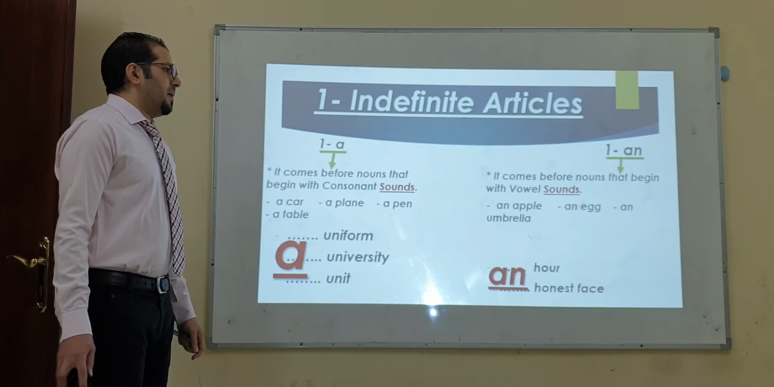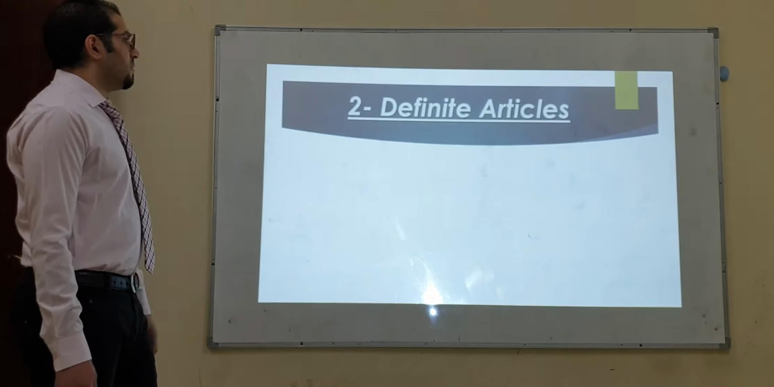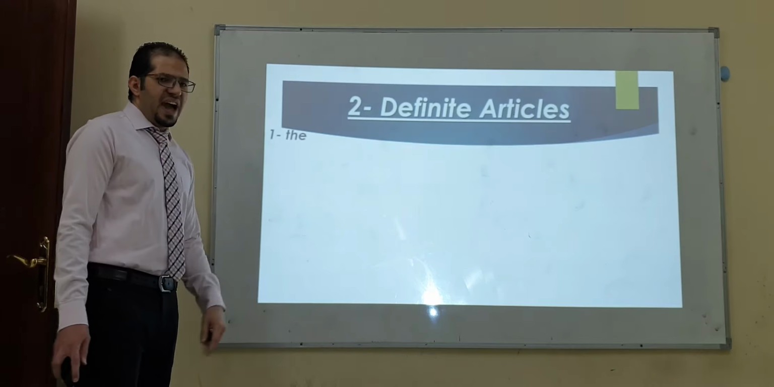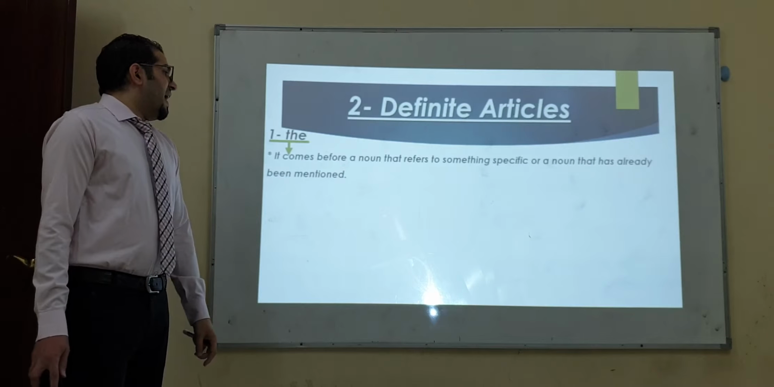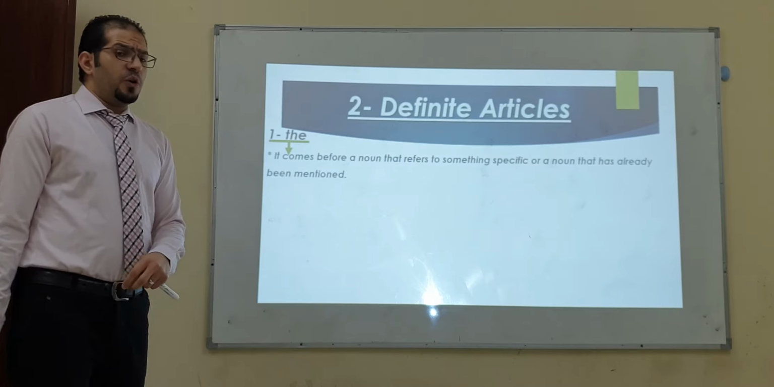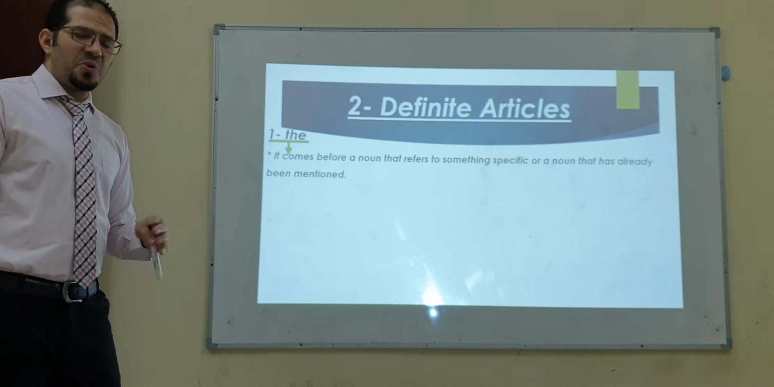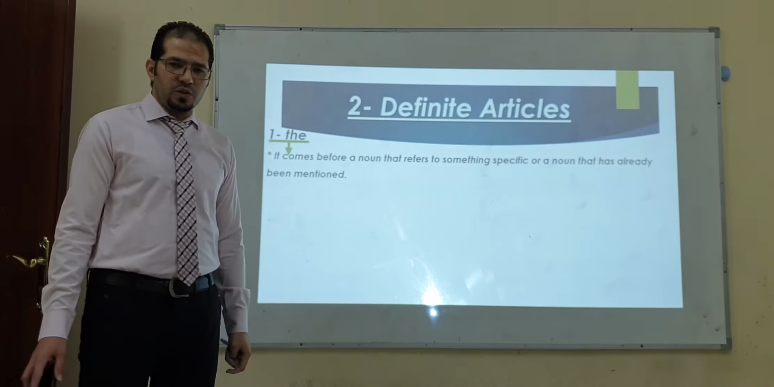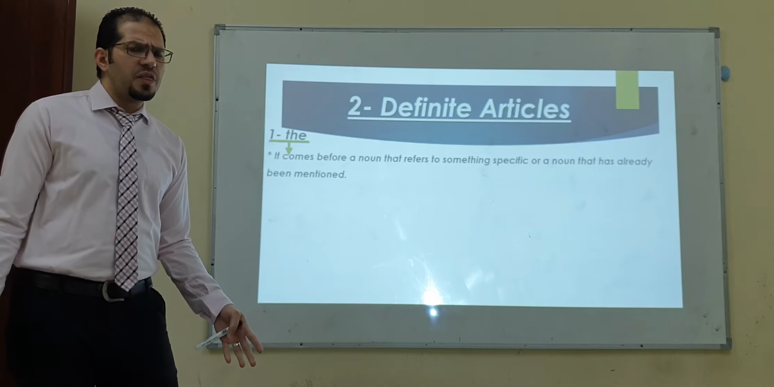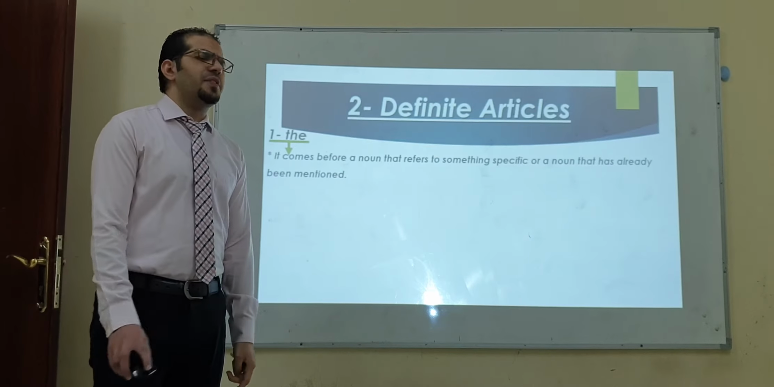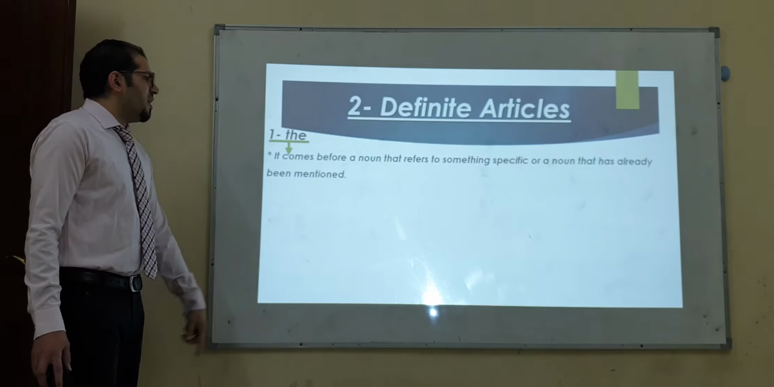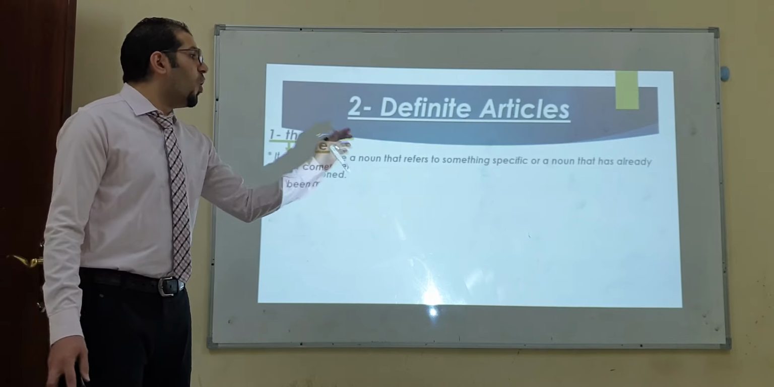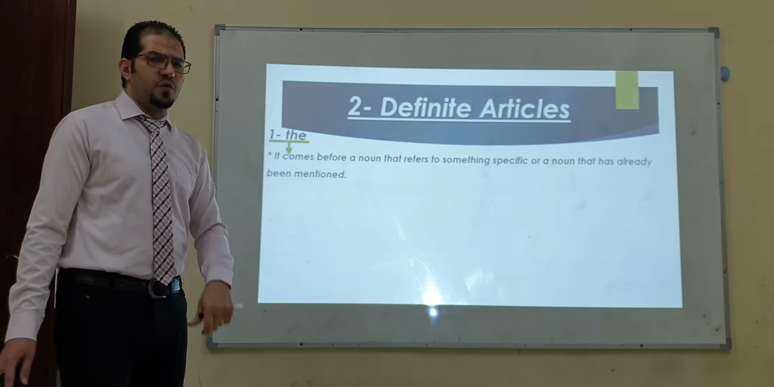Okay? Right. Now, let's talk about the second part, definite articles. We have only one. It's the. As I said, the is used before singular or plural, countable or uncountable nouns. So we have many different cases for this article. Be careful, we are not going to cover them all, only the points that you have in your book. Number one, the comes before a noun that refers to something specific, as we said before, or a noun that has already been mentioned before.